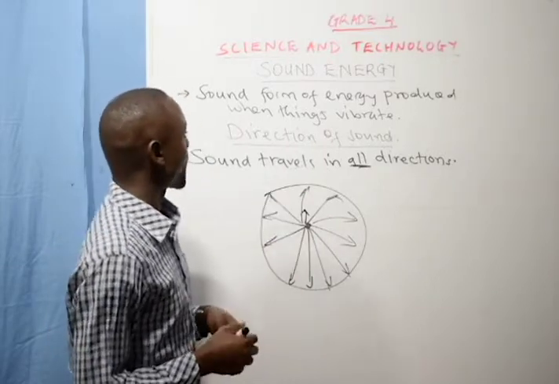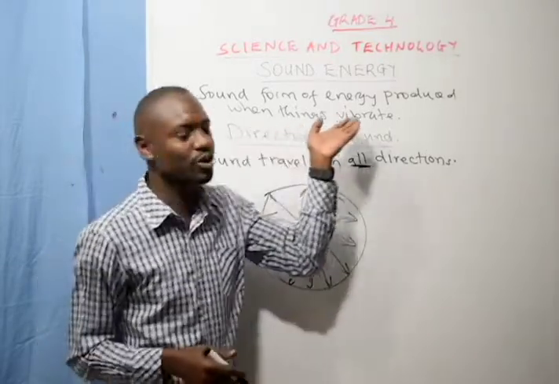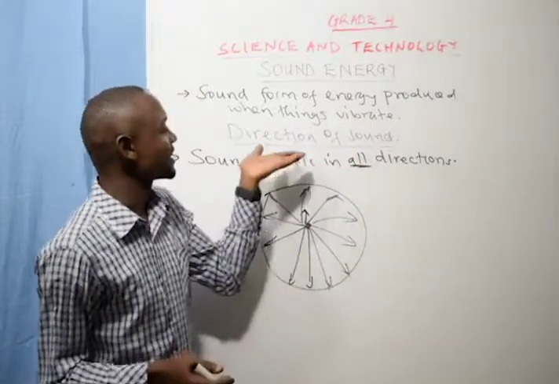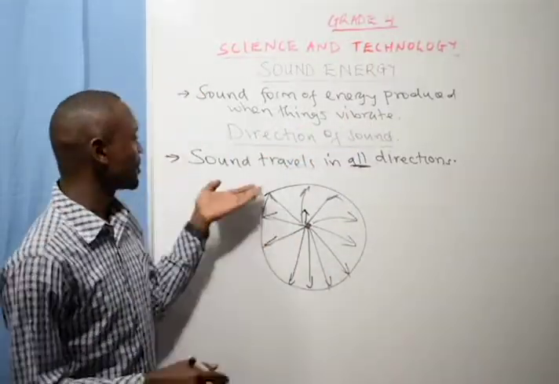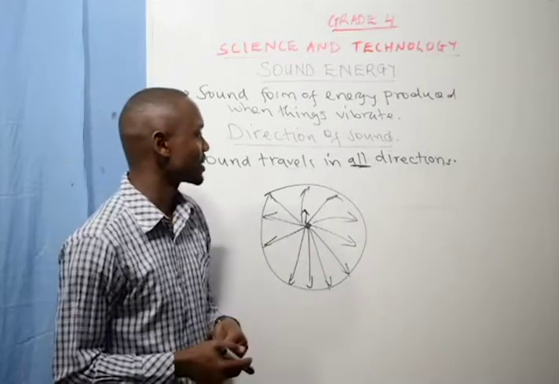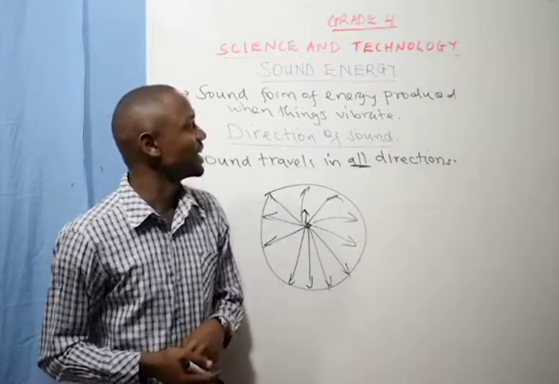So that is all about sound. We say that sound is produced when objects vibrate, and we've seen that sound travels in all directions. So that is all about sound for today.